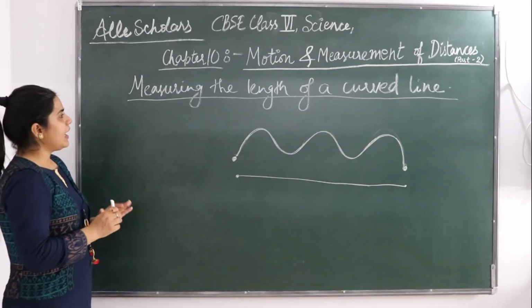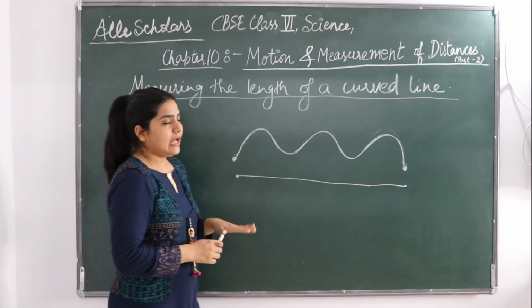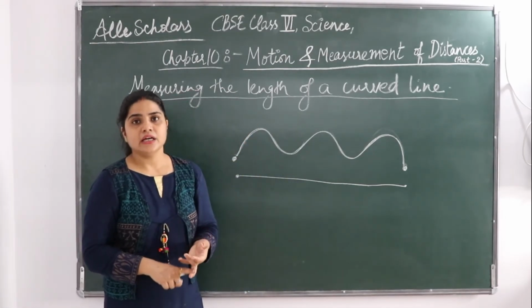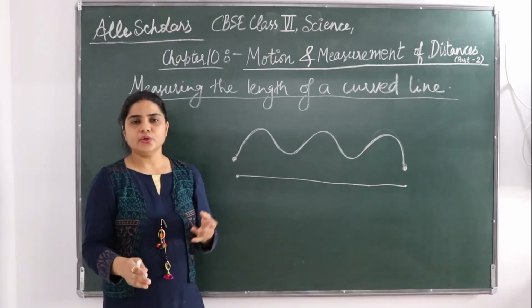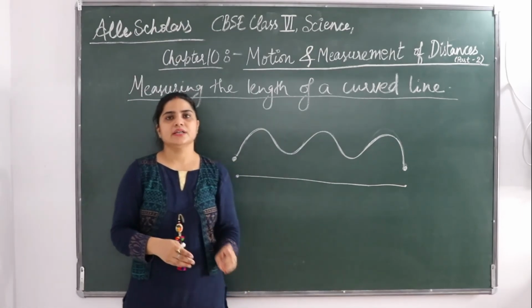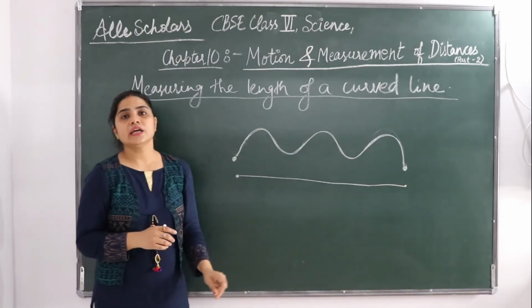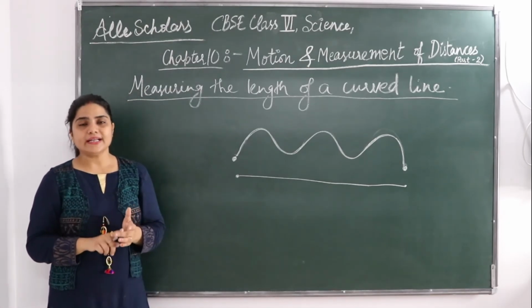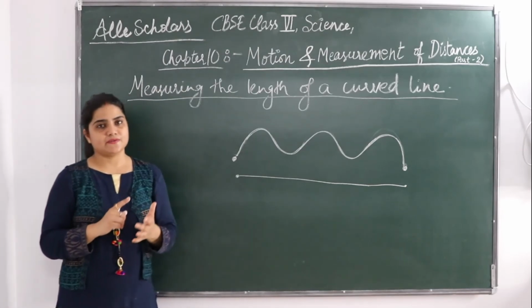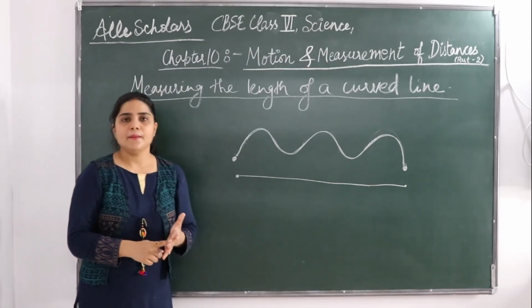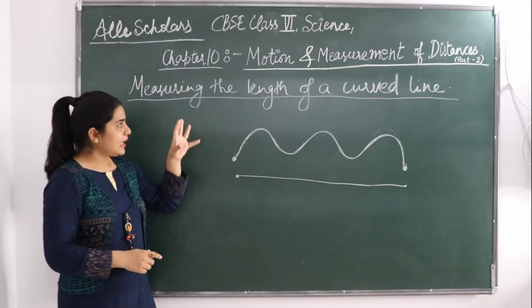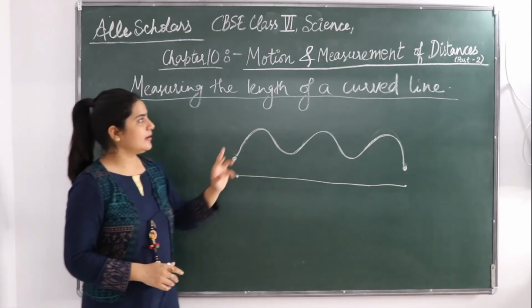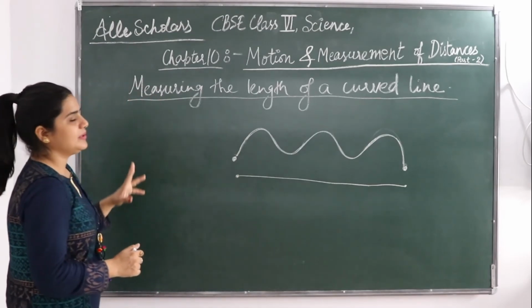So we have seen today about the standard unit of measurement, then we have seen different bigger units and smaller units, then we have seen how we can measure a length and what errors are possible. We have seen the zero error, we have seen the parallax error. Then we have seen the measurement of a curved line. So this was all for today. Here I finished part 2 of chapter 10.